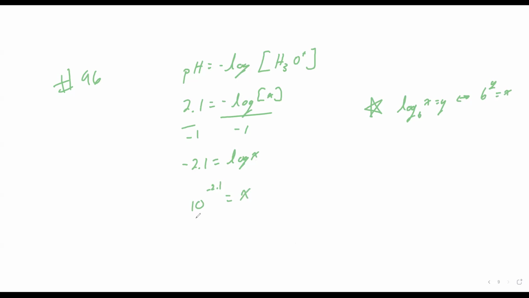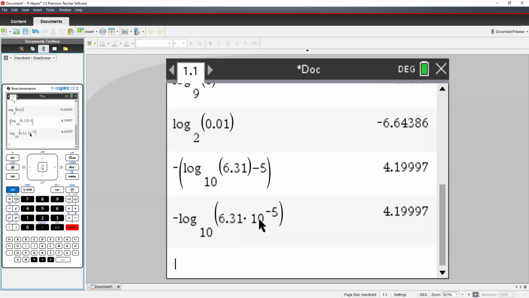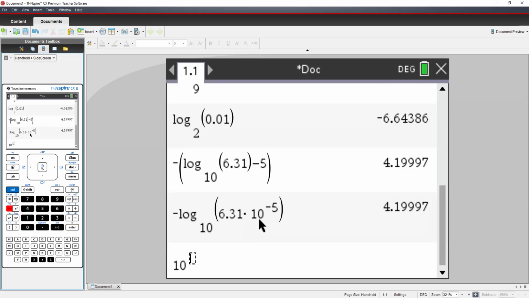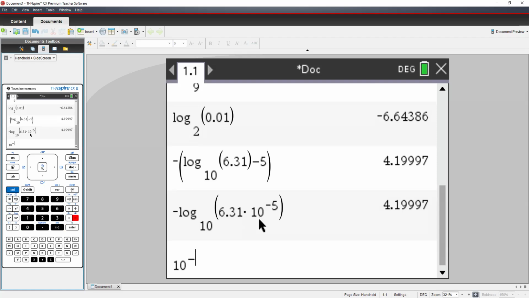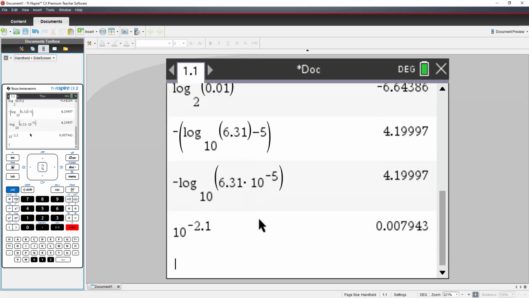Now I have something that's way easier to type into the calculator. You could try to do that if this was a whole number, we could easily do it. 2.1, a decimal though, is not something that we just kind of know. But here we go. So I come over here and I'll type it in, which was 10 raised to the negative 2.1. And there's the answer there. So if you can do that in your head, that's awesome news. But I cannot. So there we go.